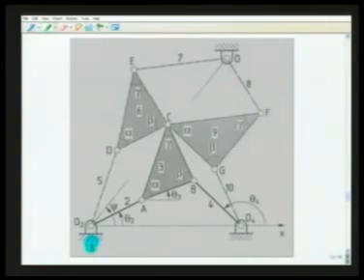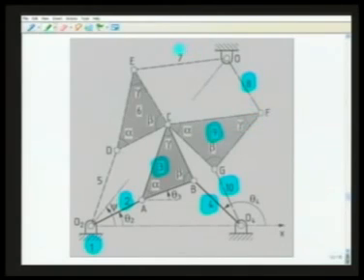Here we have link number 1, which is the fixed link, link 2 connected to link 3, connected to link 4, which in turn is again connected to link 1. That means we get a simple 4-bar mechanism. There is another 4-bar mechanism: link 8, link 9, link 10 and link 1.